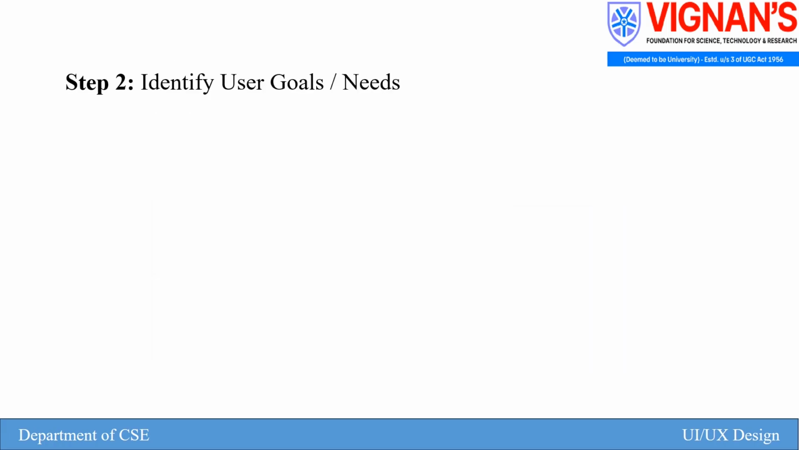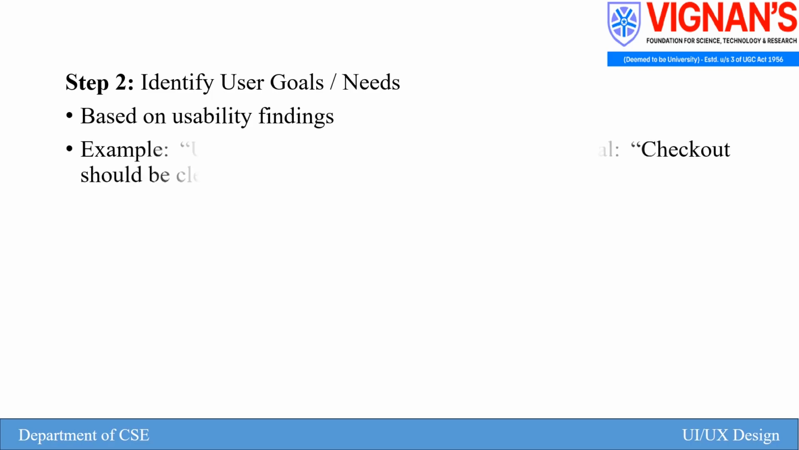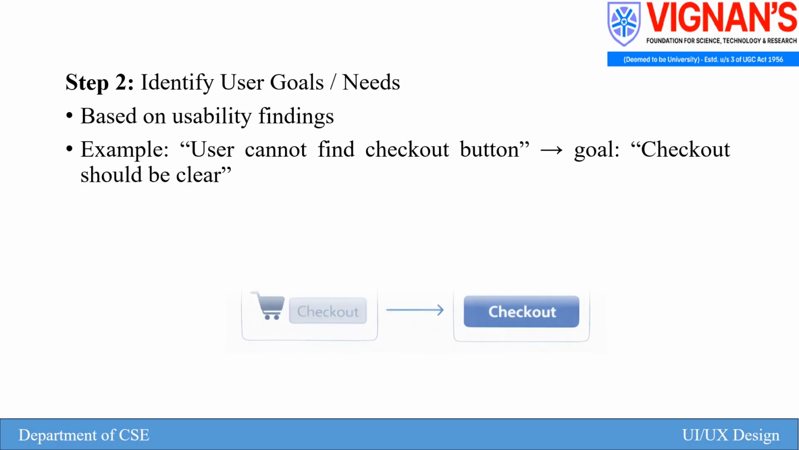Step 2. Identify user goals and needs. These goals are usually based on usability findings and user feedback. For example, if a user cannot find the checkout button, it means there is a usability issue. So, the goal becomes, the checkout option should be clear and easy to find. By identifying user needs in this way, we can improve the overall user experience.